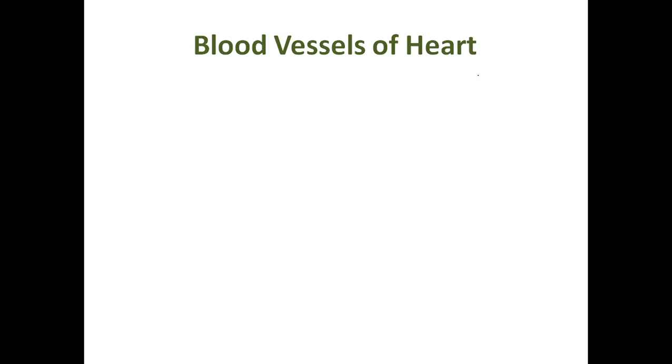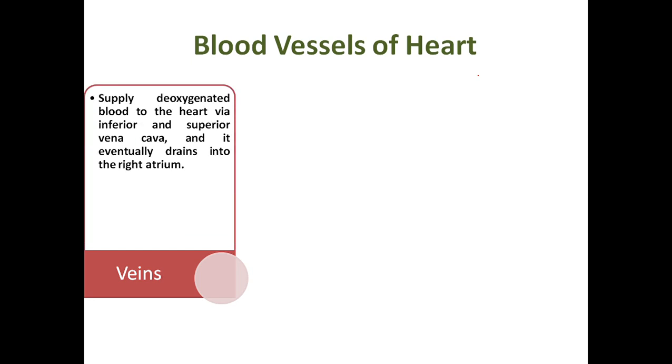Now coming on to the blood vessels of the heart, these are veins which will supply the deoxygenated blood to the heart via the inferior and superior vena cava, and eventually drain into the right atrium. Here we come to our inferior and superior vena cavas.